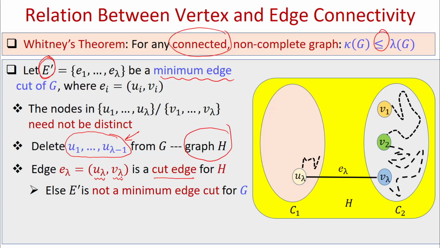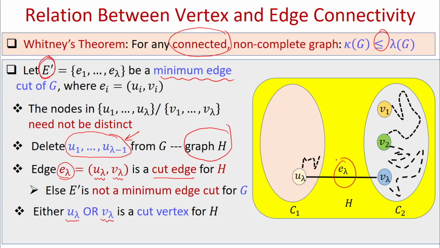Since I have argued that the edge e lambda constitutes a bridge or a cut edge for the graph H, I can definitely say that one of its endpoints is a cut vertex for the reduced graph, because then only the edge e lambda can constitute a bridge. This is a property of any bridge or cut edge of a graph. If I have a cut edge in a graph, one of its endpoints is definitely a cut vertex. Because if none of the endpoints of the edge is a cut vertex, then in the first place that edge was not a cut edge. A very simple fact. Now I have two possible cases.